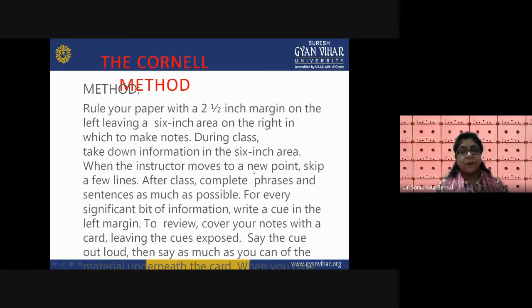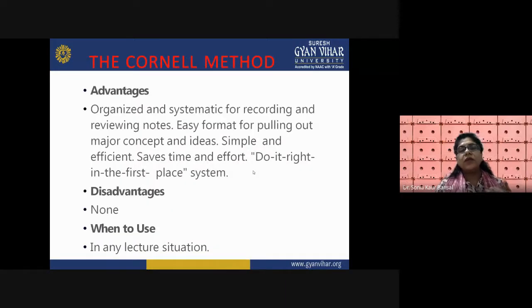Okay, now next, the Cornell method has some advantages also. You are taking notes in your own style, but students, it is very important to know the advantages also, and something you must understand in a theoretical way also. So advantages: organized and systematic for recording and reviewing notes. It is very, very important at the time of examination that a student has a properly organized system of notes, and whatever important concepts have been learned throughout the semester or the year are now organized in a very good way. So the Cornell method is an easy format for pulling out major concepts and ideas, simple and efficient, and it saves time and effort.